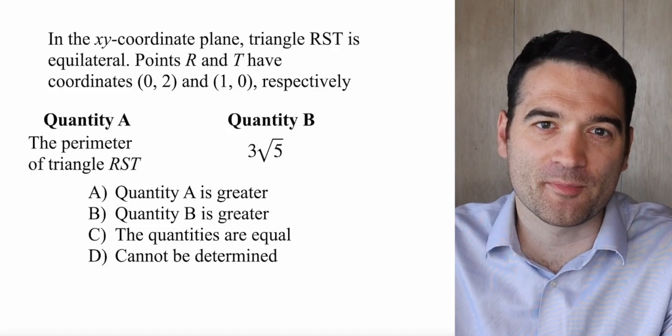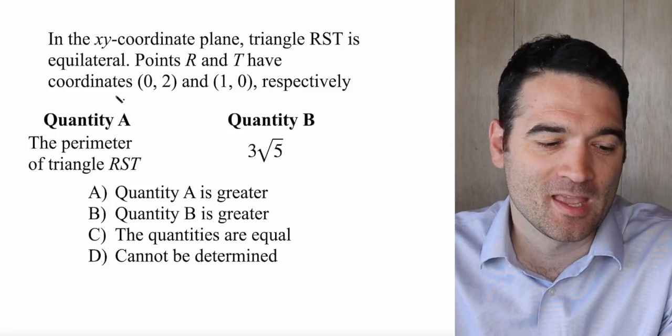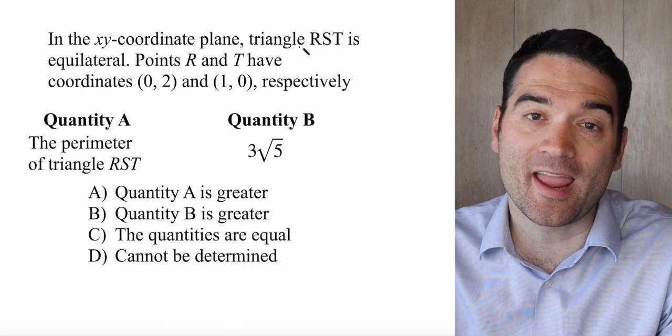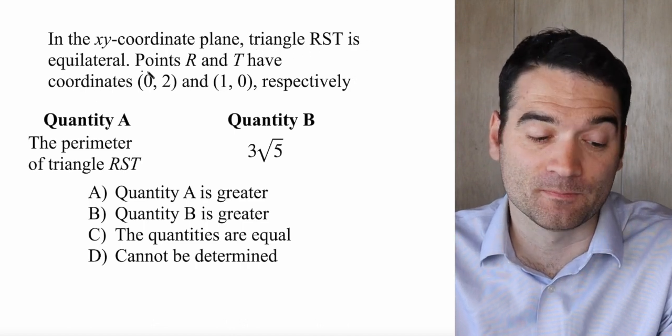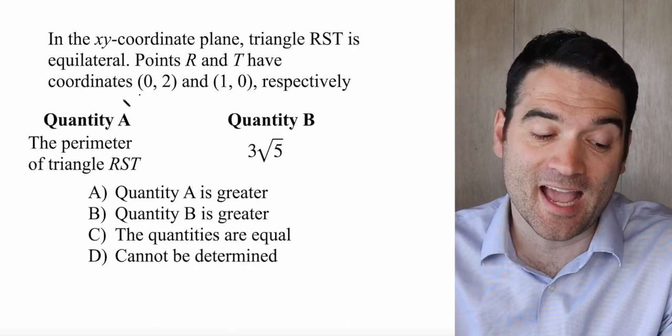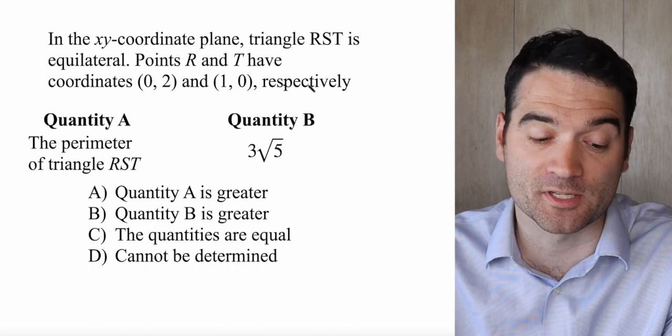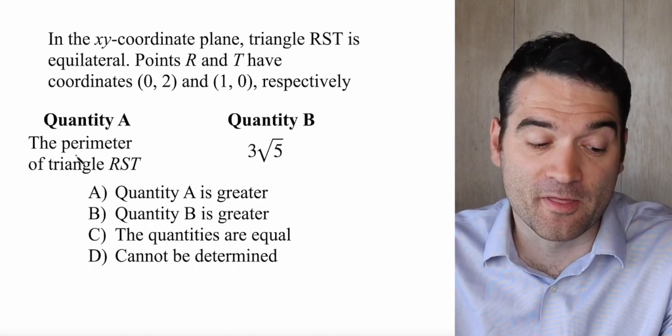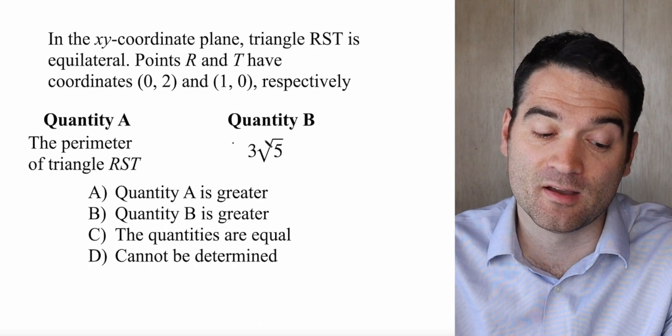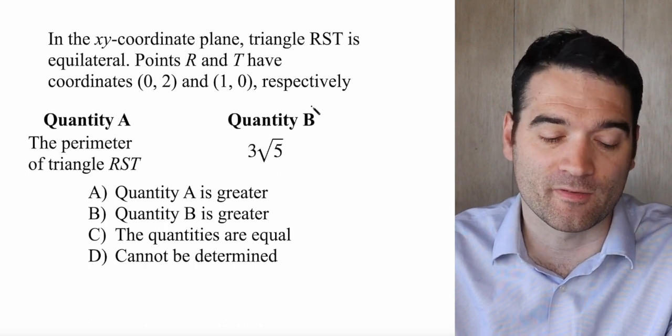Here's a GRE geometry question. Let's take a look. In the xy coordinate plane, triangle RST is equilateral. Points R and T have coordinates (0, 2) and (1, 0), respectively. So we want to know what's greater: the perimeter of triangle RST, or 3 times the square root of 5.